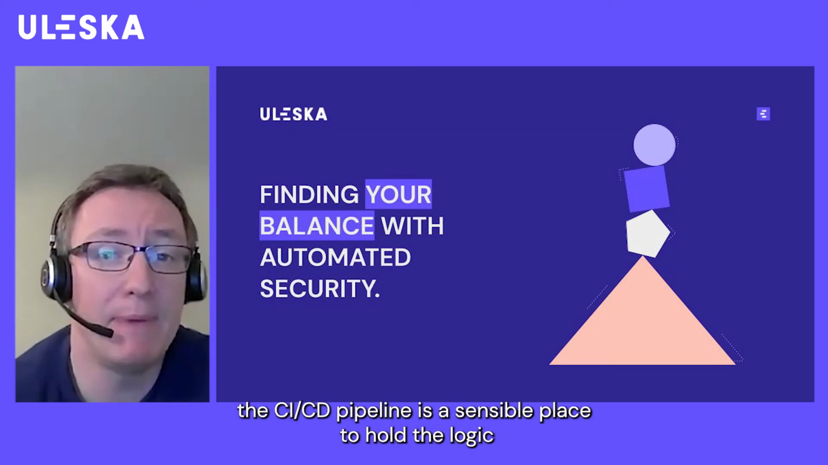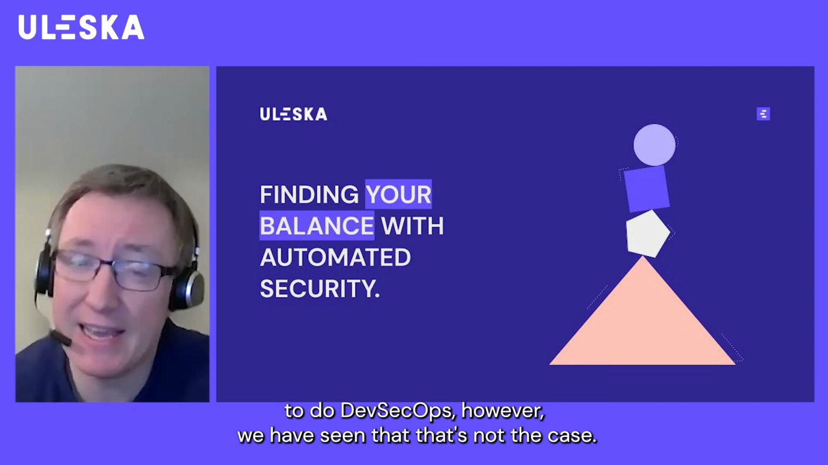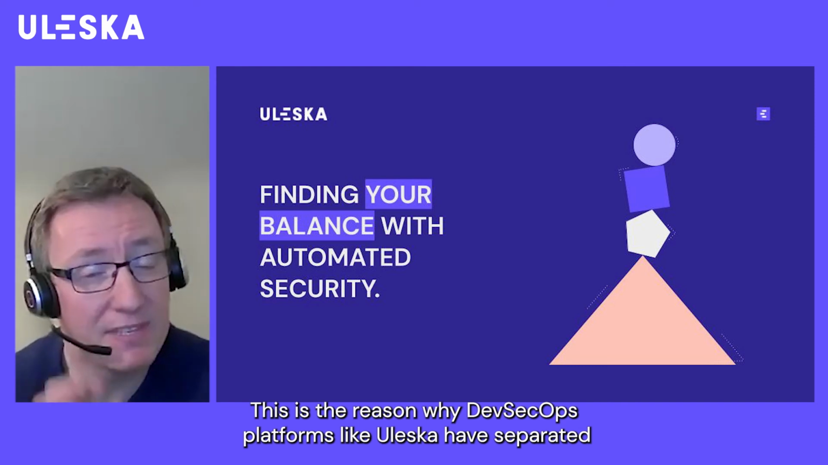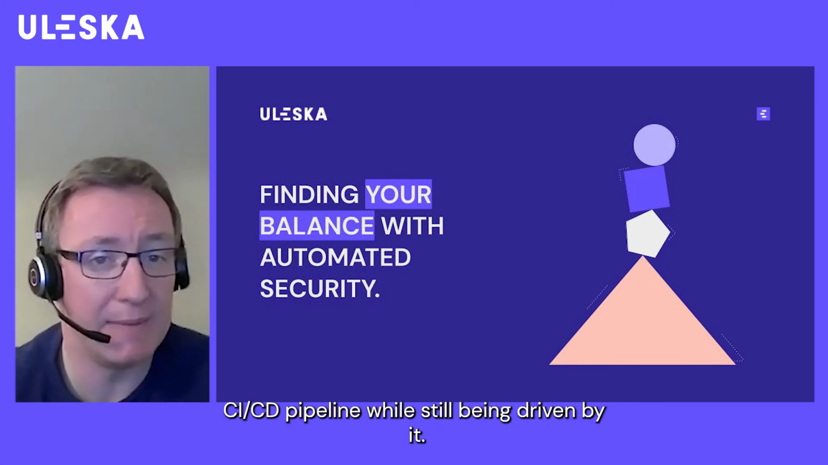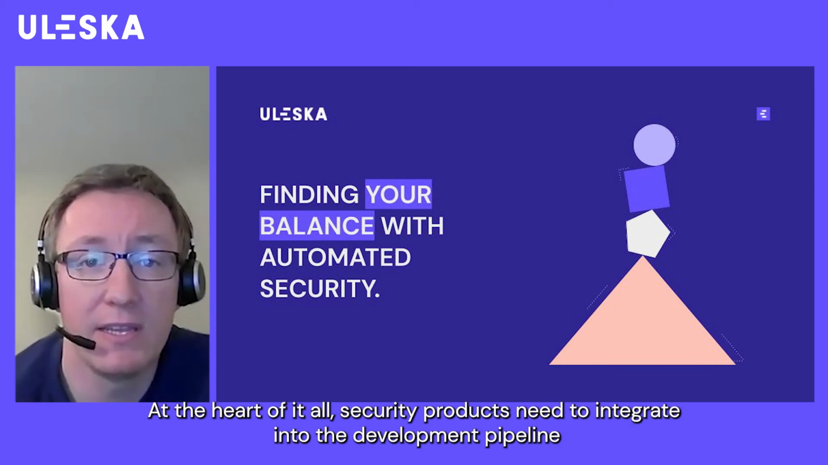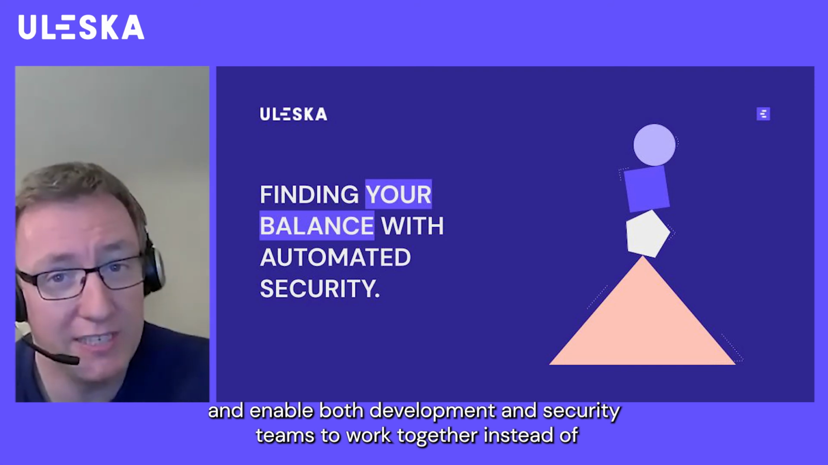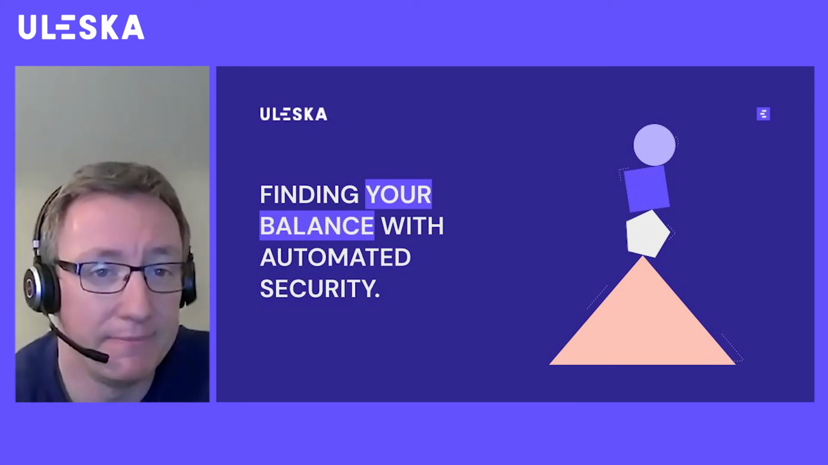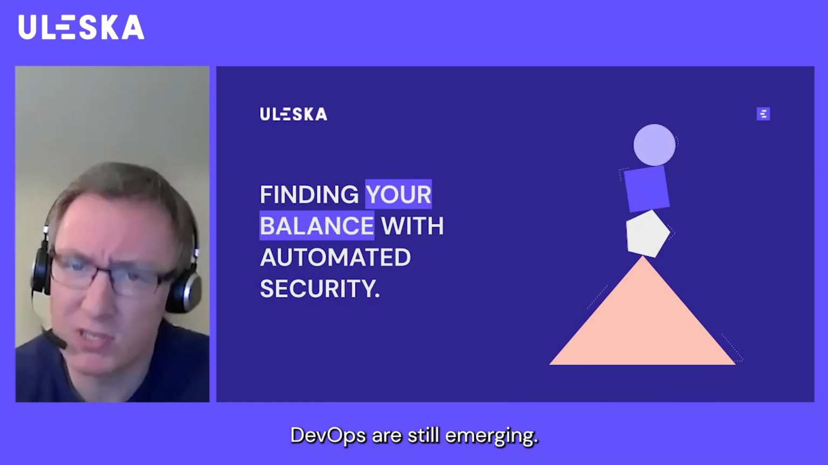You might think that the CI/CD pipeline is a sensible place to hold the logic to do DevSecOps. However, we've seen that that's not the case. This is the reason why DevSecOps platforms like Uleska have separated the setup and configuration of DevSecOps away from the core CI/CD pipeline while still being driven by it. Because at the heart of it all, security products need to integrate into the development pipeline and enable both development and security teams to work together instead of just throwing things over the fence at each other and calling it a day. Many of the tools required to insert security into Agile DevOps are still emerging.